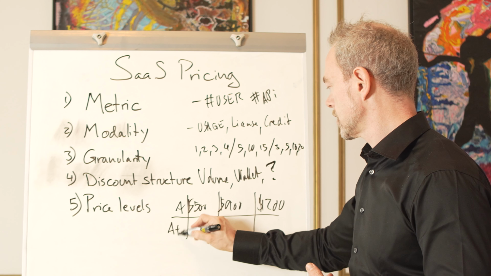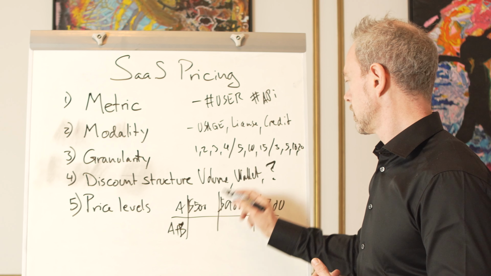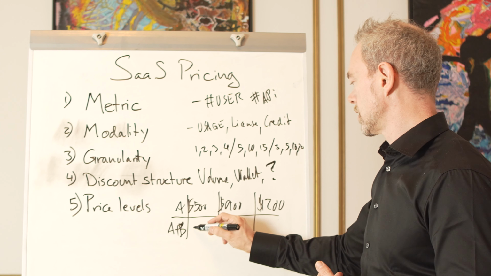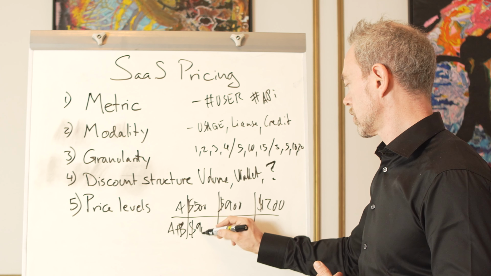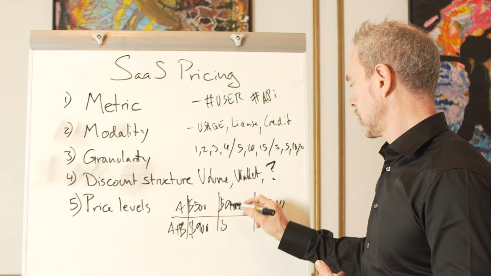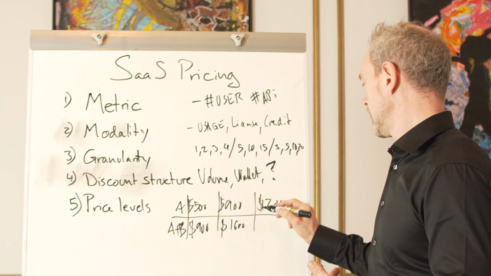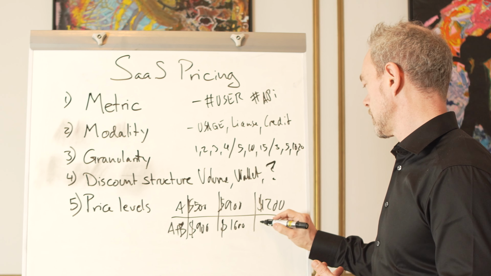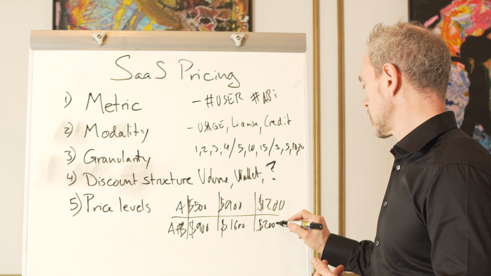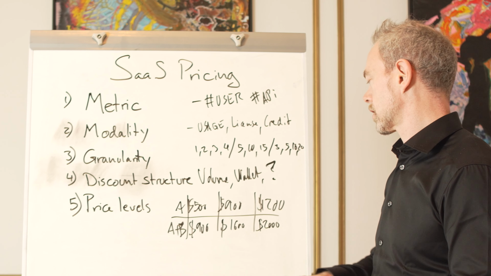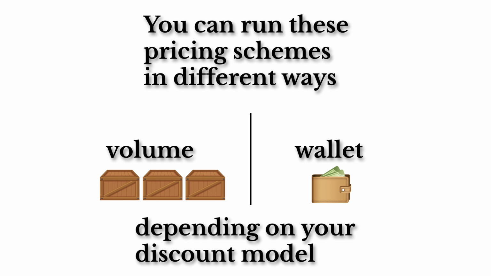But if you have A plus B, then instead of going twice the price, we maybe say, okay, so it's 900 here, and then instead of going 1800, maybe it's just 1600, so I get a lot of discount on that. And instead of going 1200 to 2400, maybe it's just 2000, because you're now buying additional products from me instead of just the A product here. So you can run these sort of pricing schemes in different ways depending on your discount structure.